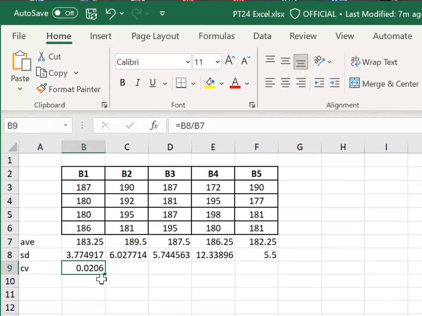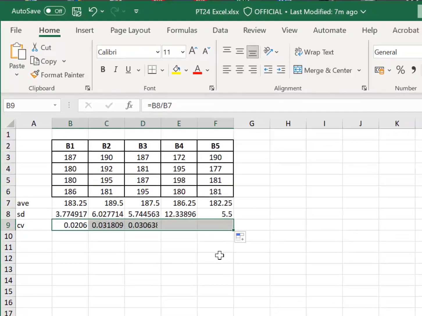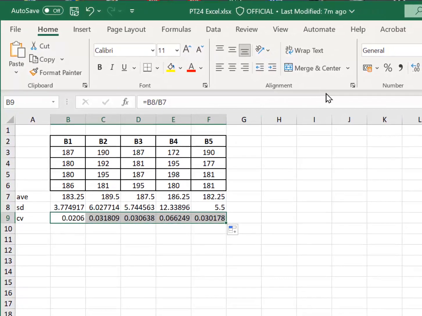Now to present these results as a percentage formatted to 1 decimal place. And we can see that sample B4 has returned a coefficient of variation that is outside the range.